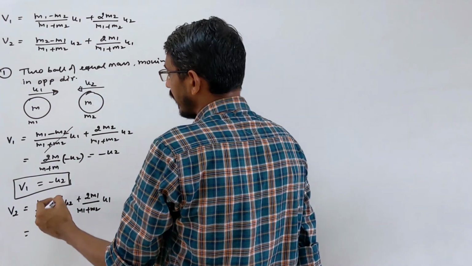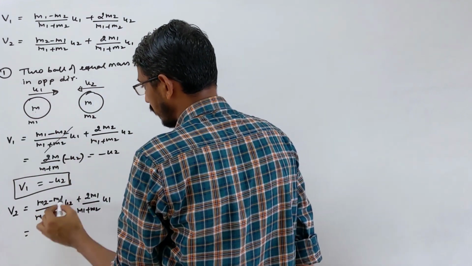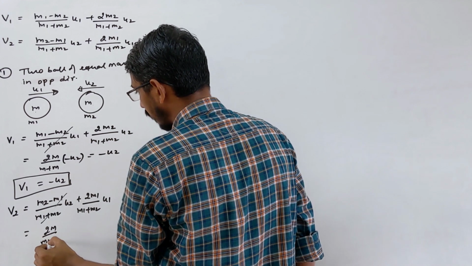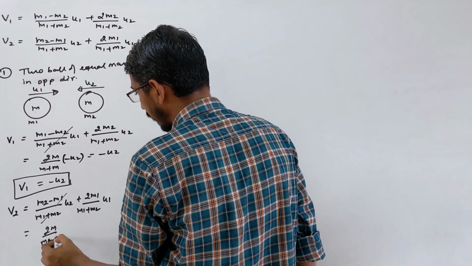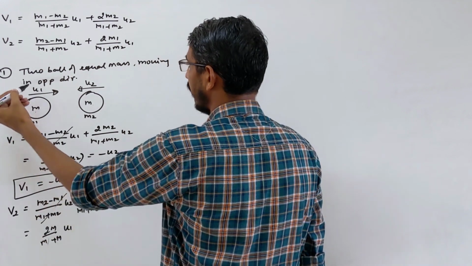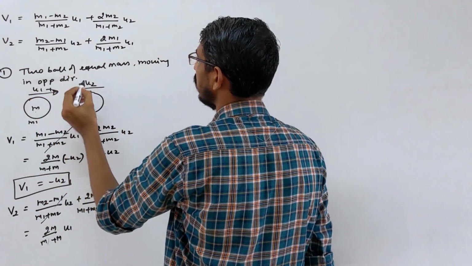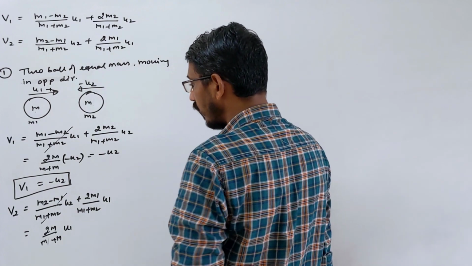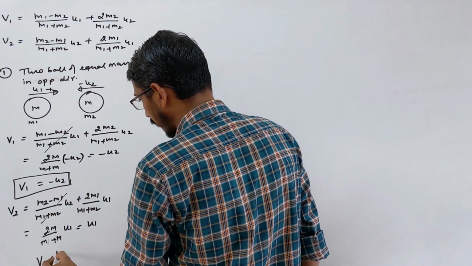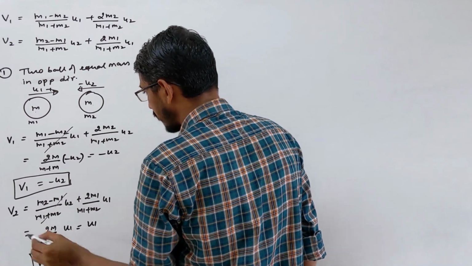Okay, m2 minus m1, both are the same mass, so this term again becomes 0, right? So we get 2m upon m1 plus m2, both are the same, into u1. That direction we are calling positive, so that direction is negative, right? So the answer is coming simply u1, which means v2 is u1. Now give attention and understand.